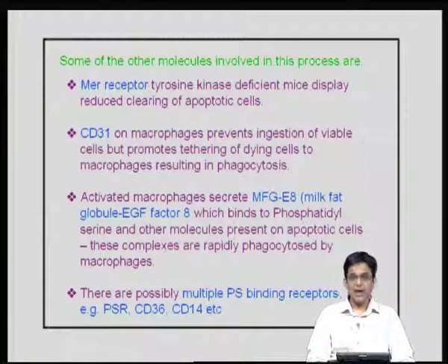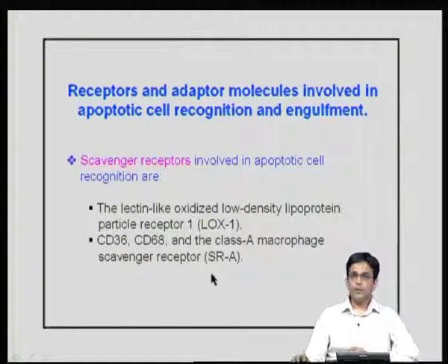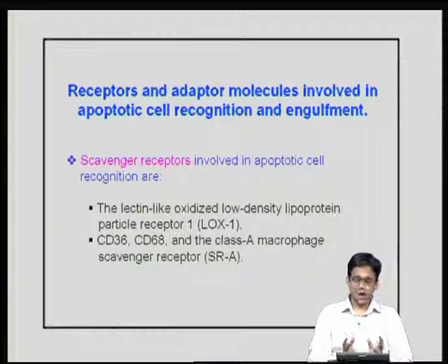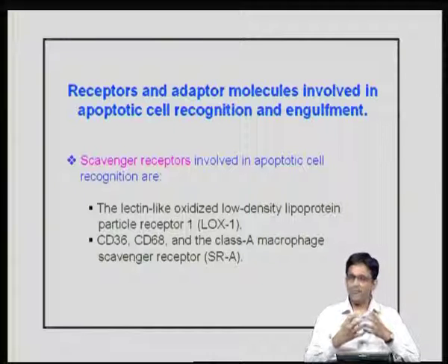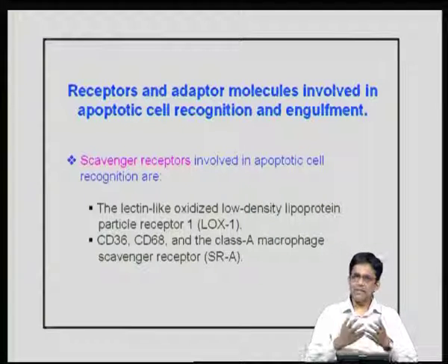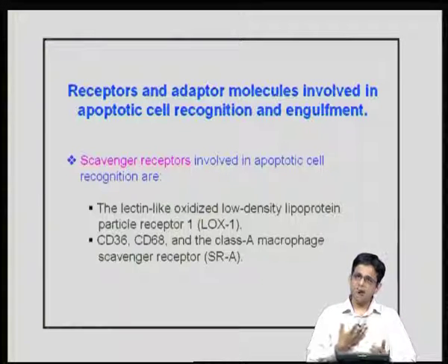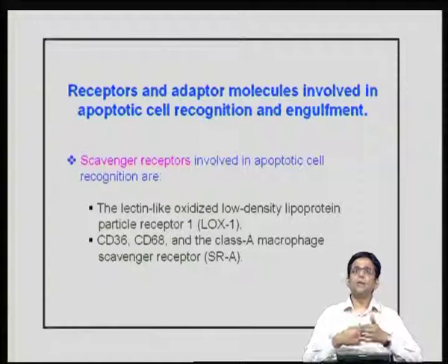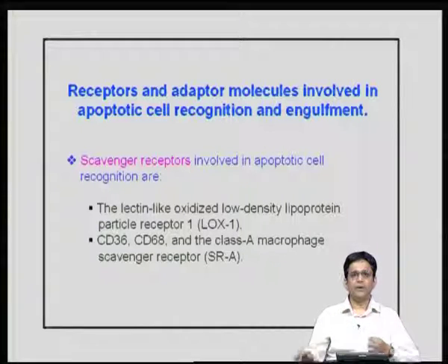There are multiple phosphatidylserine binding receptors, CD14, CD36. CD14 is something that again we had looked at during our initial classes on innate immunity. Now, you have scavenger receptors. Scavenger receptors are ones that bind to oxidized LDL proteins, and you have different types of scavenger receptors. Again, CD36, and these are macrophage scavenger receptors. They bind to all different types of molecules, and their job is to basically scavenge, and these are also important. And scavenger receptors are also part of the mechanisms by which apoptotic cells are recognized and cleared out.